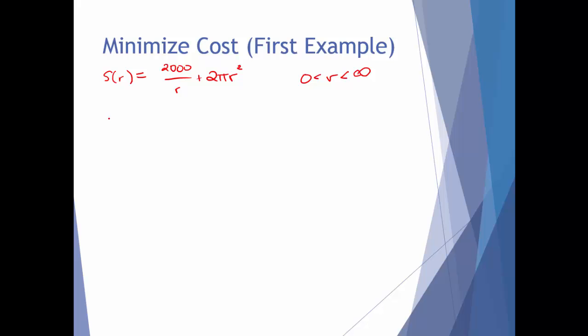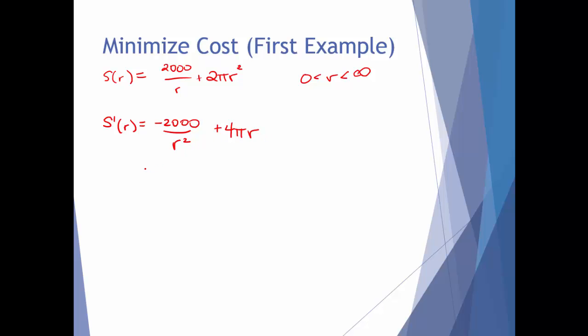So to come up with our critical numbers, we need to go ahead and take the derivative of S of r. That's going to be negative 2,000 over r squared. You can either use quotient rule to get that, or you can just bring this up as 2,000 times r to the negative 1 and use power rule. Either one works. Plus 4 pi r.